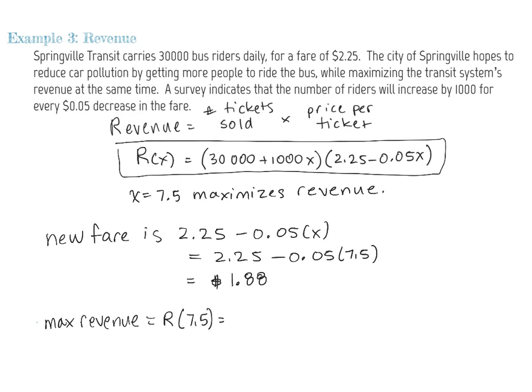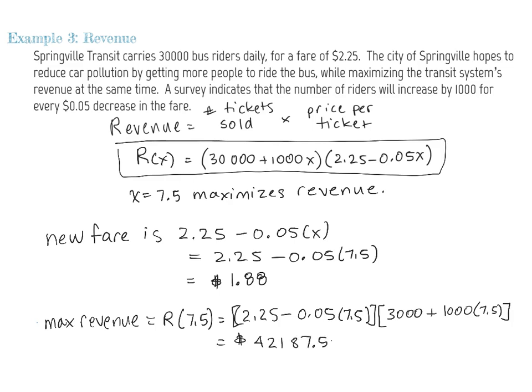Then the last thing we want to find out is what the actual maximum revenue is. So we plug the value of x into our revenue function, R of x. We plug in the value of 7.5. So here we have 2.25 minus 0.05 times 7.5, times 30,000 plus 1,000 times 7.5, which gives us our total revenue of $42,187.50. And that's the amount that Springville Transit would bring in every day if they decrease the price of the tickets to sell more.